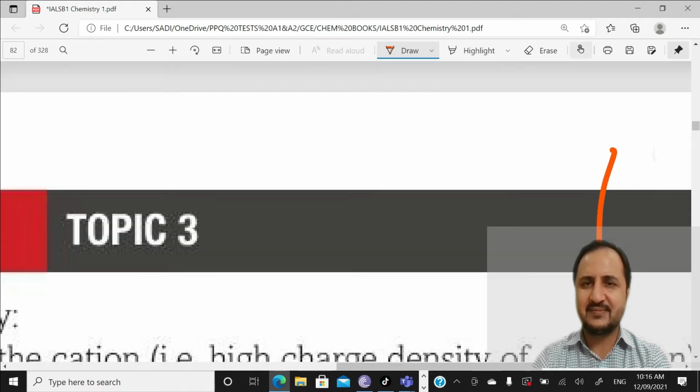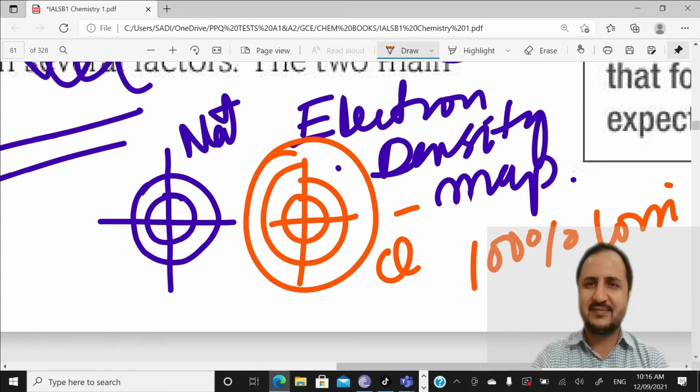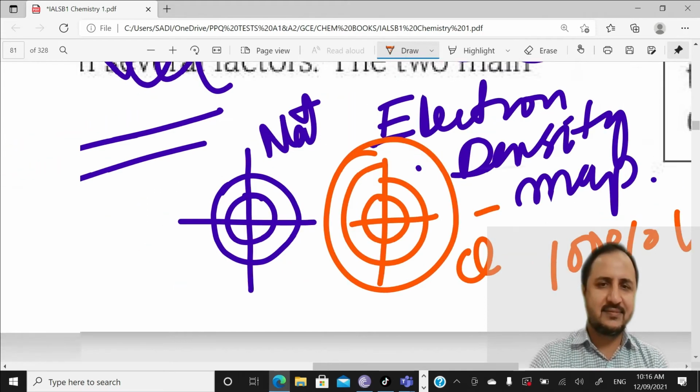Okay? This is 100% ionic. Look at it. It should look like that. I'm saying it should look like that. It doesn't mean that it is like that. Experimentally, we have proved something different.